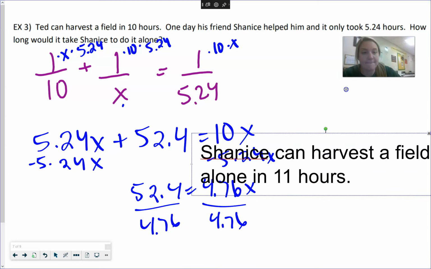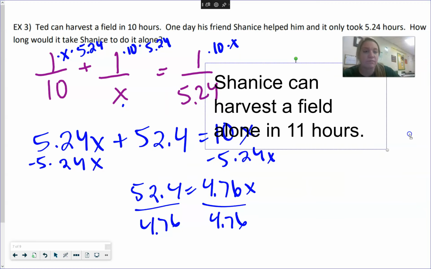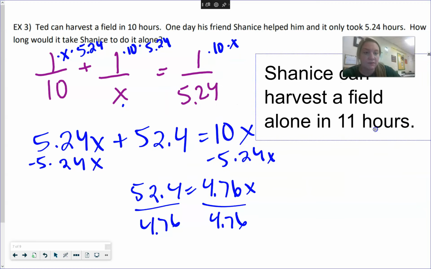Move that up here. Can't really see it, can you? There we go. Okay, so it's the same type of word problem. My x is just in a different spot. So let's do one more together, and then I'm going to have you try one of these by yourself.